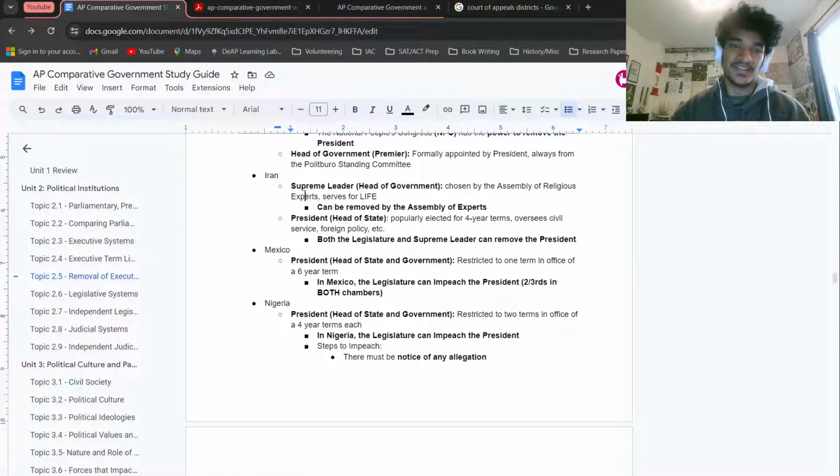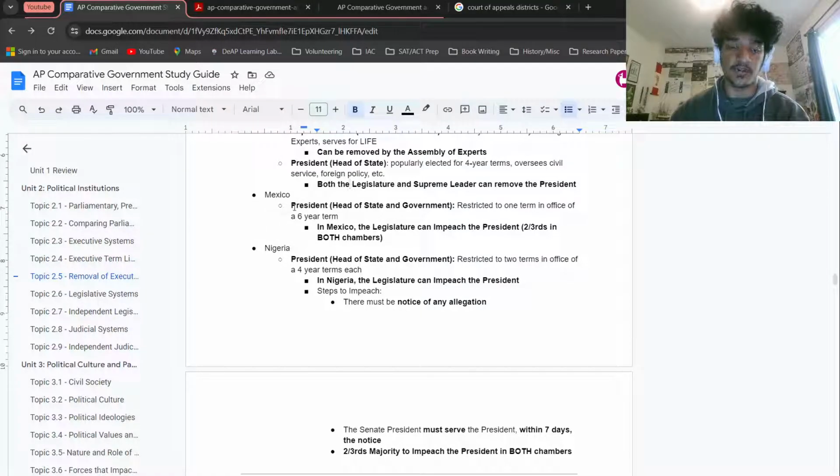And then we've got Iran. Supreme leader, he serves for life. He can be removed by the Assembly of Experts. And you'll never believe it. Why can the Assembly of Experts remove him? Because they're all Islamic scholars. And if they think that the supreme leader is not a real Muslim, then they'll remove him. Yeah. And then the president, the Majlis can remove him, or the supreme leader can just, like that, he's gone. So, yes, supreme leader is very, very powerful.